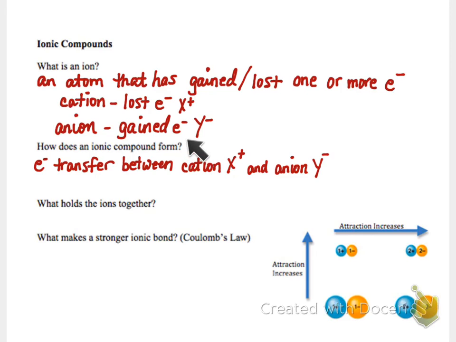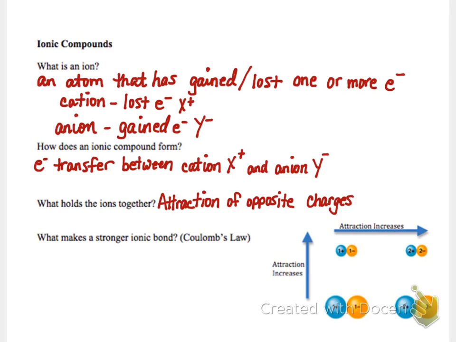Ionic compounds form because electrons get transferred from the cation, so that it loses an electron, to the anion, which gains. So that's electron transfer. What holds ions together is the attraction that happens between oppositely charged particles. Just like a magnet is attracted to the opposite pole, positive and negative particles are attracted to each other, and that's the basis for an ionic bond, this attraction.